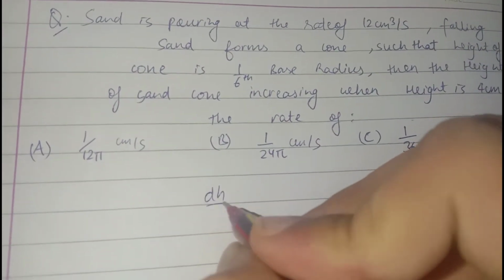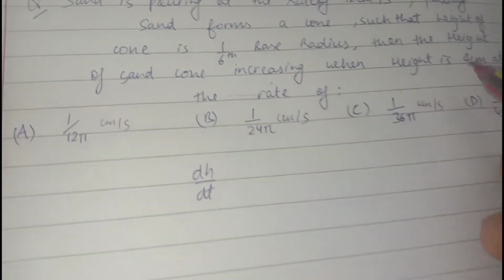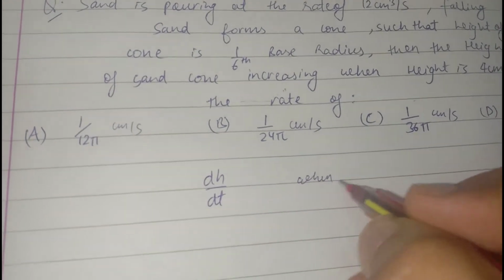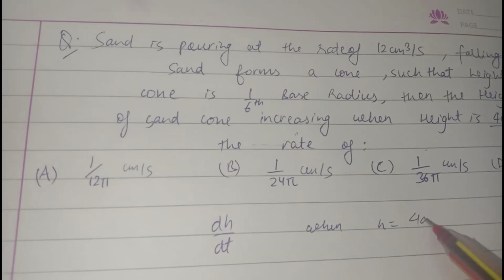It just wants us to calculate the rate at which the height of the cone is increasing, and it is clearly given "at the rate of", that is, we have to calculate dh over dt when height of the cone is 4 centimeter.